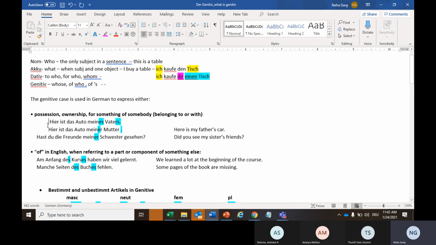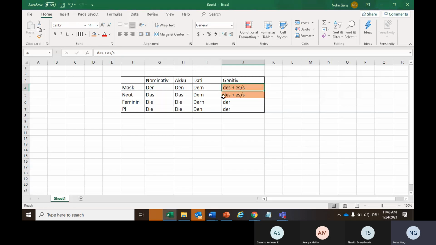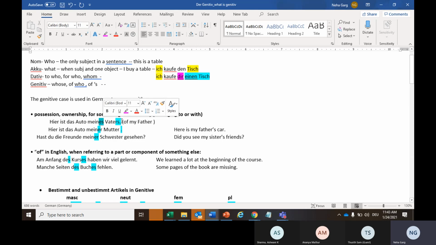So see this sentence. Basically it means here is the car of my father. So here is das Auto, of my father. I have written minus Vater is der Vater. So I will write minus meines, plus es from this, and then extra es or s with the noun. So Vaters. Here is das Auto meines Vaters.